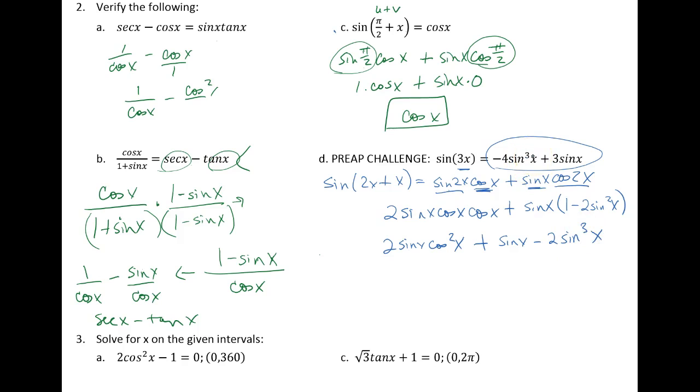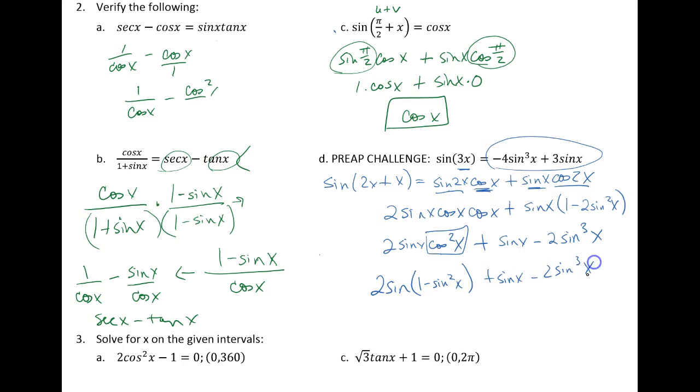And now, the only thing that bugs me is I still have a cosine in the problem. So is there a way to turn a cosine into a sine? Well, there is if it's squared. So think about your Pythagorean identity. What can I plug in the spot of that box? Well, cosine squared is 1 minus sine squared.